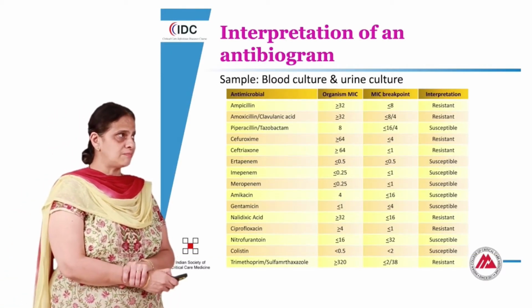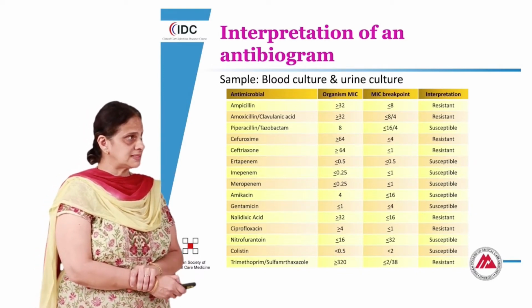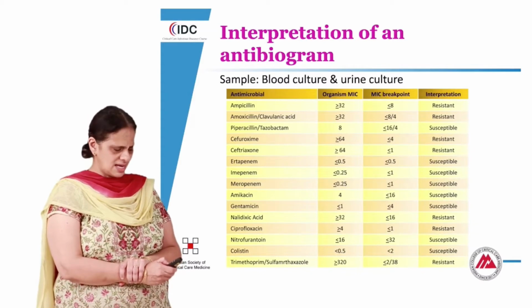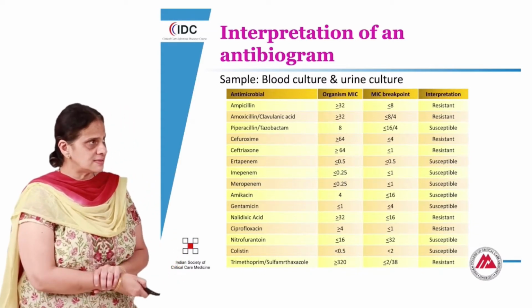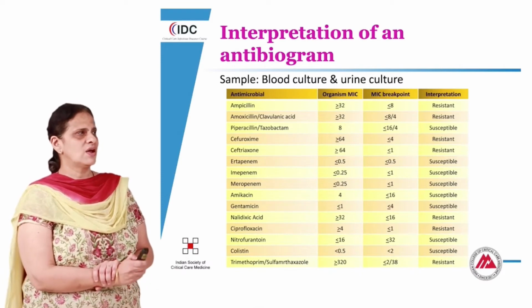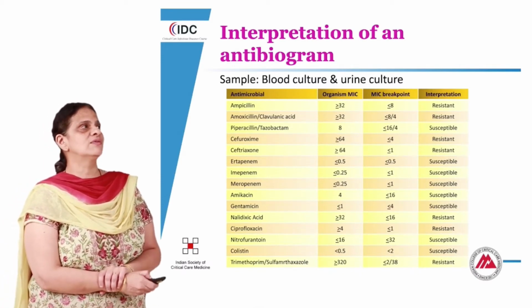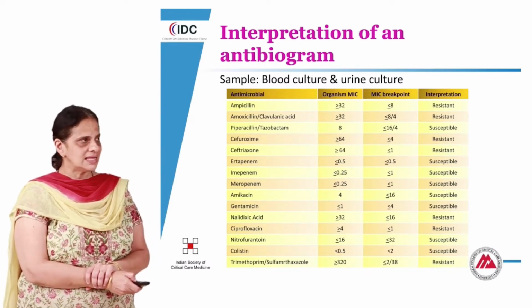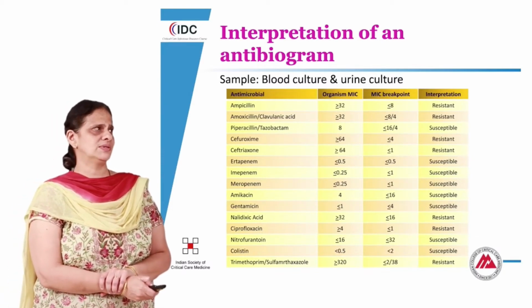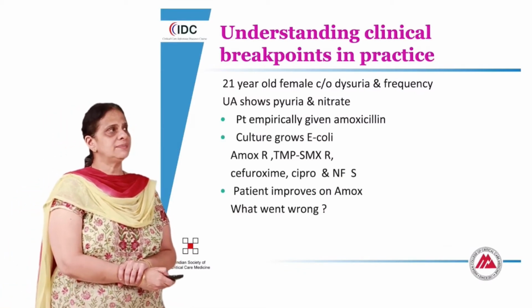And this is how a good report should look. You have the sample from where it is drawn. This was an E. coli that was positive from the patient's blood culture and urine culture, and you have the patient's organism's MIC, you have the MIC breakpoint, and you can interpret for yourself what is sensitive and what is resistant. So you have to have a lot of information on your antibiogram to actually ascertain whether it is susceptible or resistant.